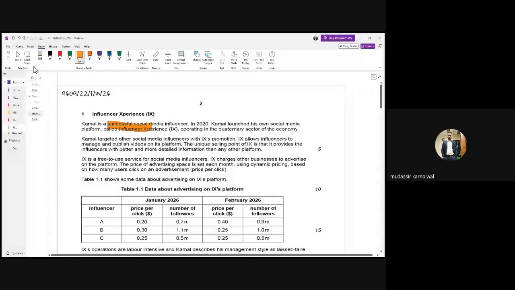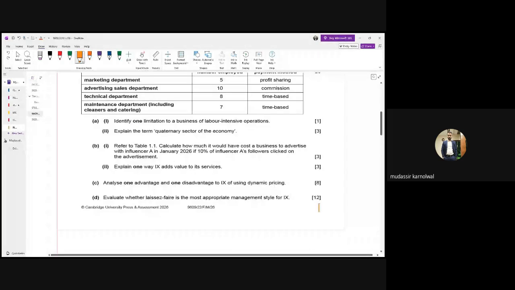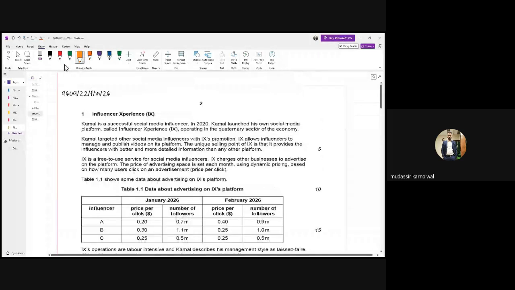Experience, IX. Kamal is a successful social media. Okay beta, so always remember that do not try to argue with your exam invigilator. Okay, if he or she doesn't allow you to use the highlighter, you can use the pencil as well.